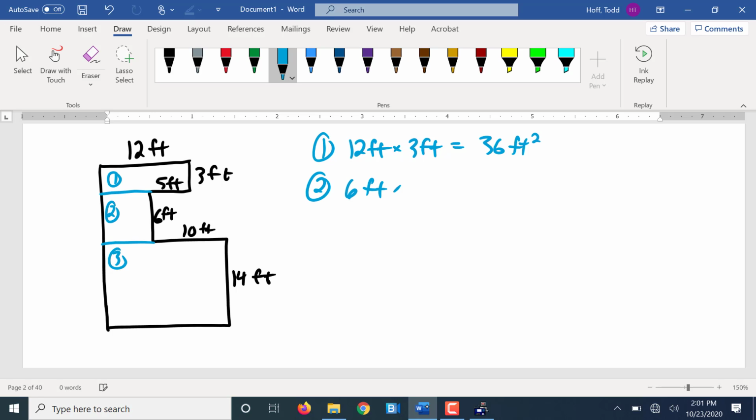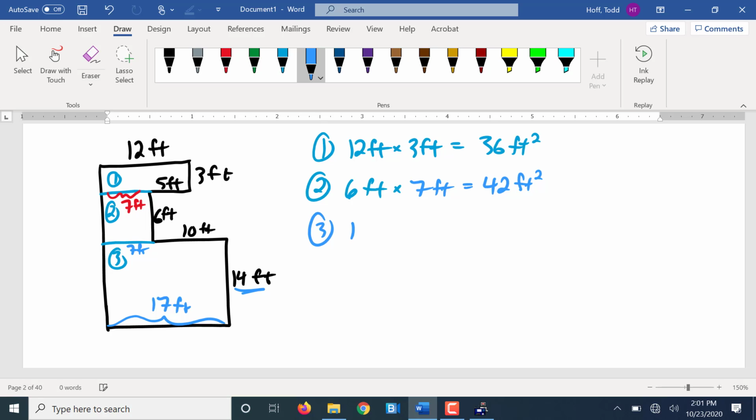Well, we have the 6 feet. What's the other dimension there? So that's 7 feet. Perfect. So yes, 6 times 7 is 42 square feet. Piece 3, we've got the 14. What is this dimension here? 17. Good. The 7 is still here, plus the 10. So that is 14 feet times 17 feet, or 238 square feet. We add those all up.